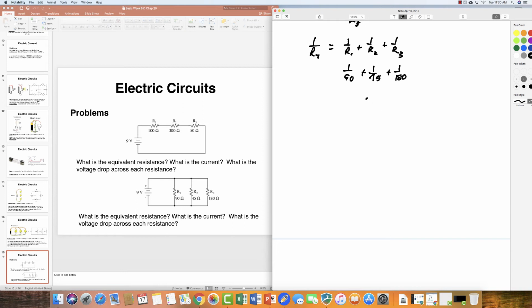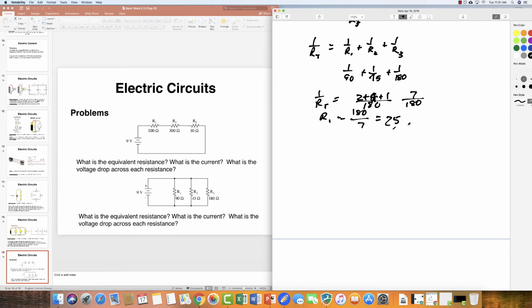One is you could find the least common denominator here, which looks like it might be 180. And so 90, that's going to be 2. This is going to be 6. And no, that's not right. How about 4? This is 4. And this is going to be 1. So if you add those three up, you get 7 over 180 is equal to 1 over RT. So that means that RT is 180 divided by 7. So if we take 180 and divide that by 7, the equivalent resistance here is going to equal 25.